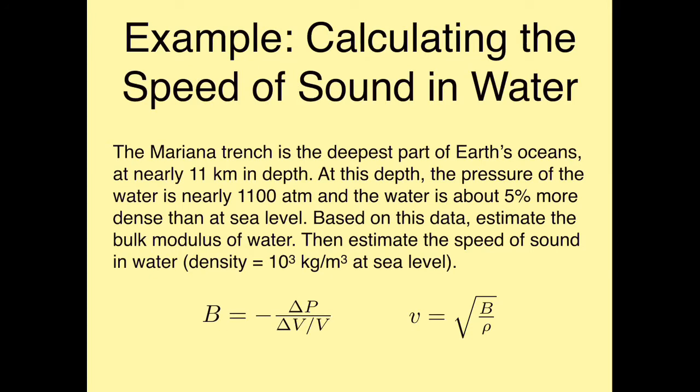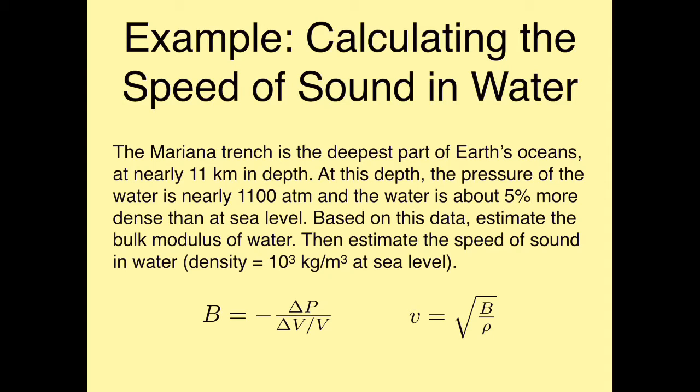So let's do an example where we actually calculate the speed of sound in a material using this formula. So let's do the speed of sound in water using this formula. The Mariana Trench is the deepest part of Earth's oceans, and it's nearly 11 kilometers in depth. At this depth, the pressure of the water is nearly 1,100 atmospheres, and the water is about 5% more dense than it is at sea level.